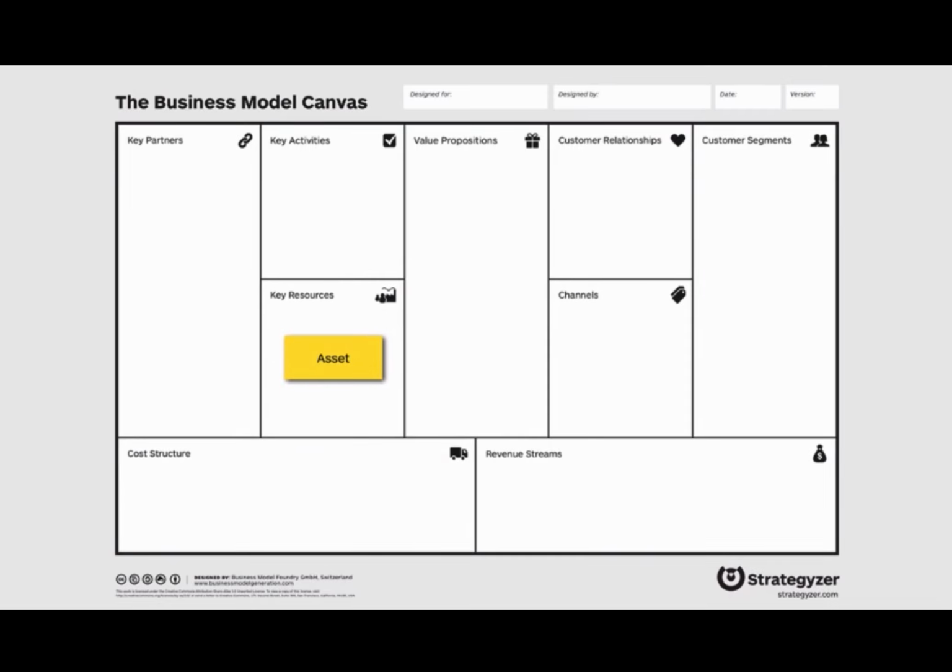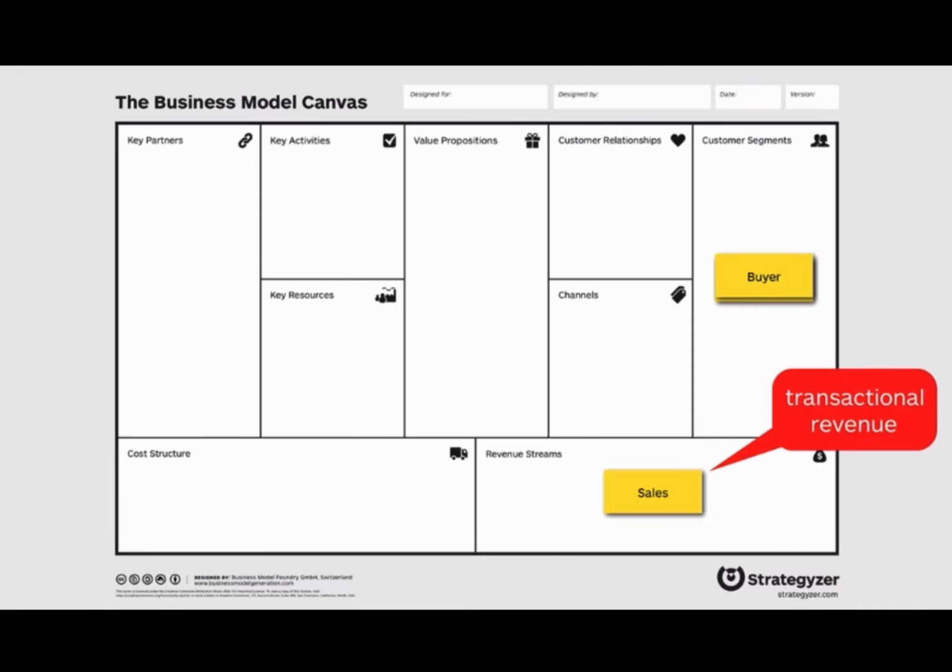So you have an asset as a key resource that's packaged around a value proposition. The value proposition is offered to the buyer, and the buyer pays a sales fee in exchange for the asset, and the rights of ownership are transferred. This is important to understand because this is a transactional revenue, which means you have to sell again and again and again.